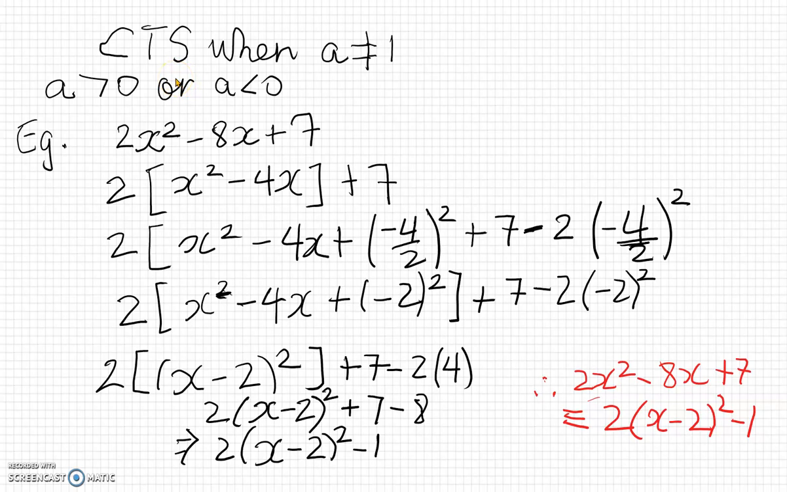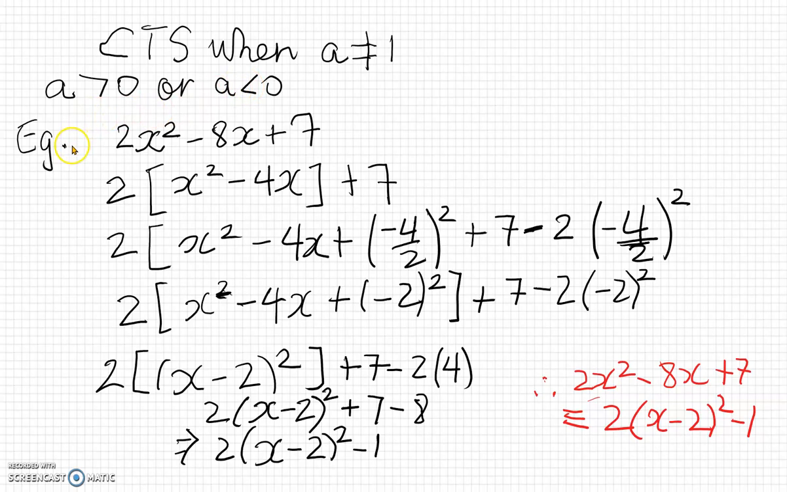Hello, welcome to completing the square when your a is no longer equal to 1. That is, the coefficient of x squared is no longer 1. What becomes of that case? You could have a being positive or you could have a being negative, meaning the coefficient of x squared can be a positive value or a negative value. This is what I mean by this here: a is greater than 0 and a is less than 0.